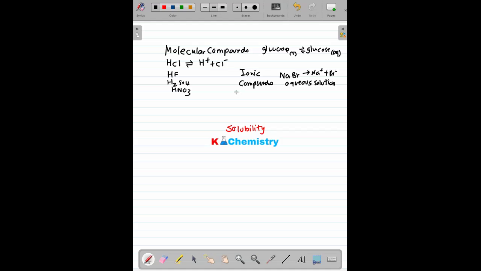So they form something which is called electrolytes. The definition of an electrolyte is something that, dissolved in water, breaks down into ions, and they conduct electricity. Even if they do this partially or to a small extent, they are still known as electrolytes.